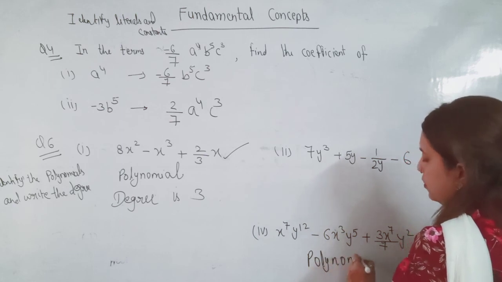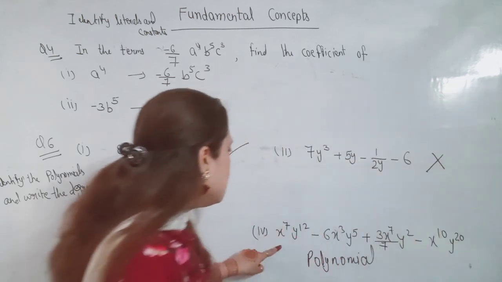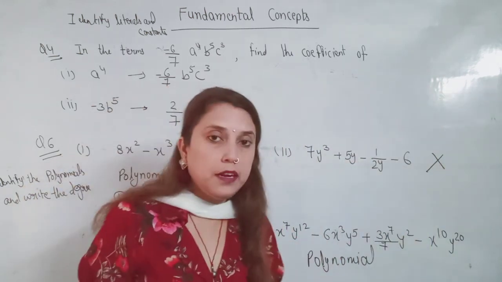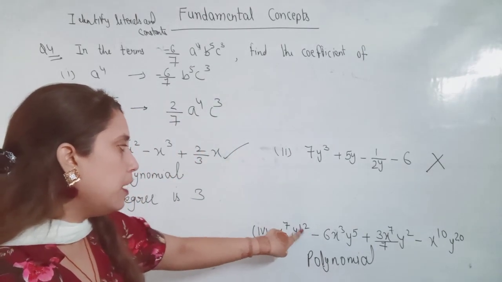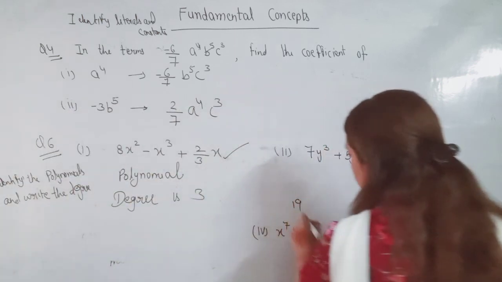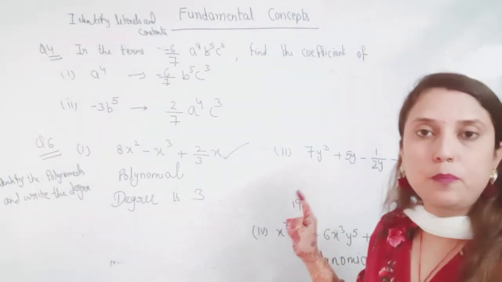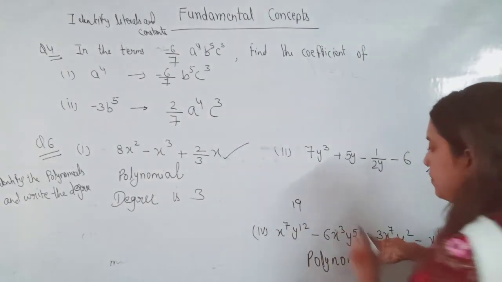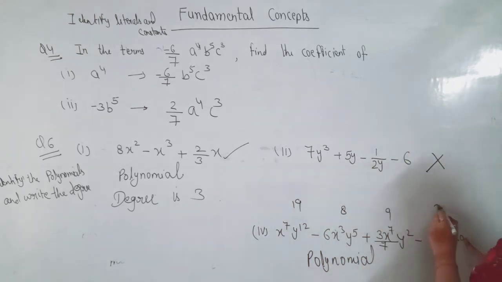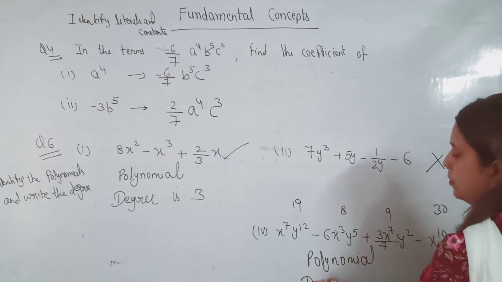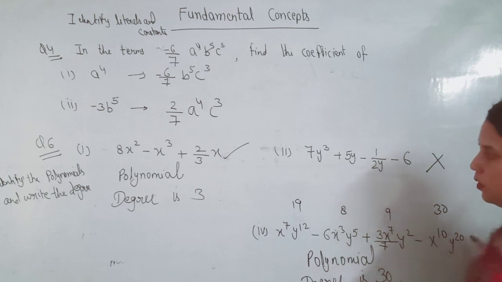Now when we talk about degree, what is the degree? This is a polynomial in 2 variables. So how to check the degree? Add the degrees. In the first term, 12 plus 7 is 19. The highest degree of the expression is called the degree of the polynomial. Now 3 plus 5 is 8. 7 plus 2 is 9. 10 plus 20 is 30. So the degree of this polynomial will be 30. Degree is 30. Okay beta.